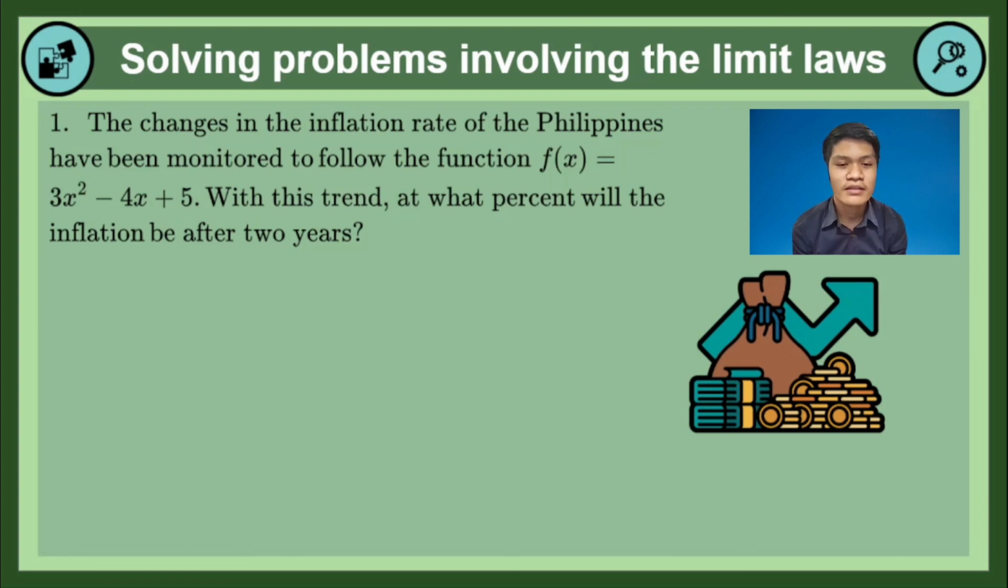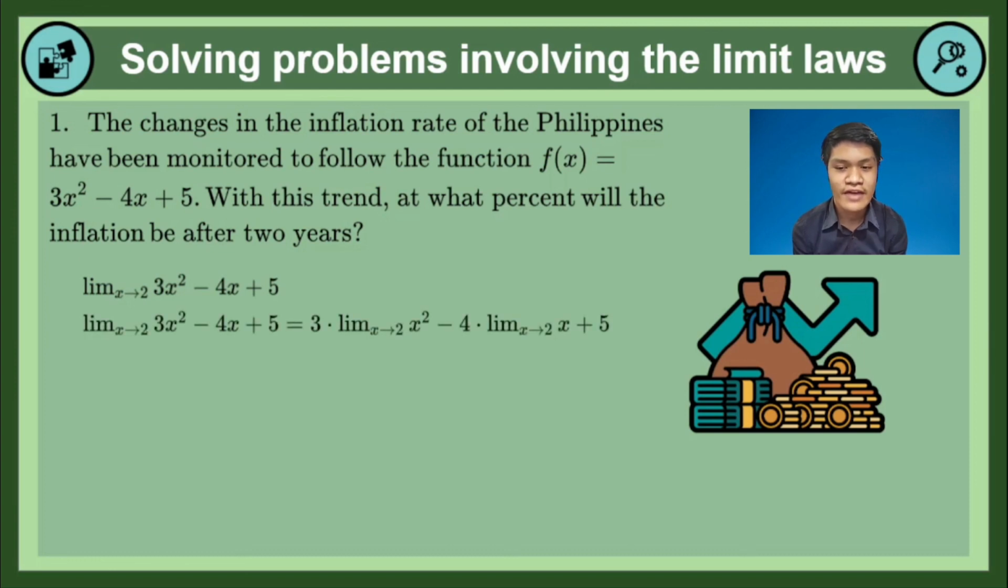Based on the problem, the function is already given, as well as where x will approach. Hence, we need to evaluate the limit of 3x squared minus 4x plus 5 as x approaches 2. Next, apply the concepts of the limit laws, so it's going to be 3 times the limit of x squared minus 4 times the limit of x plus 5.